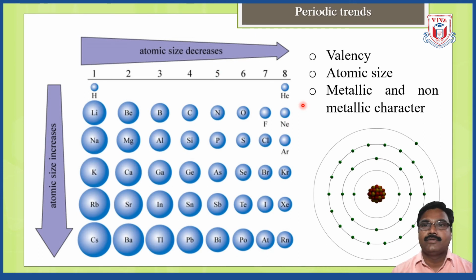Now we have seen that in the modern periodic table, elements are arranged in increasing order of atomic number, and therefore there is some regularity in the properties of the elements. These regularities are called periodic trends. There are a number of periodic trends, but we will try to understand three of them: valency, atomic size, and metallic and non-metallic character. Now, let us see valency first.